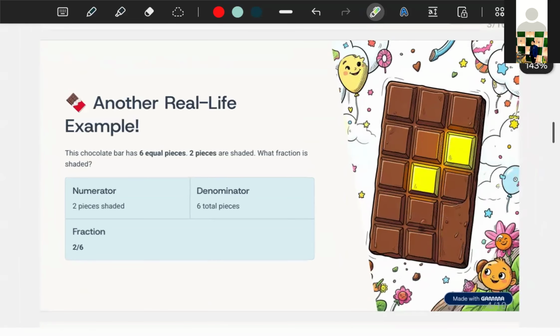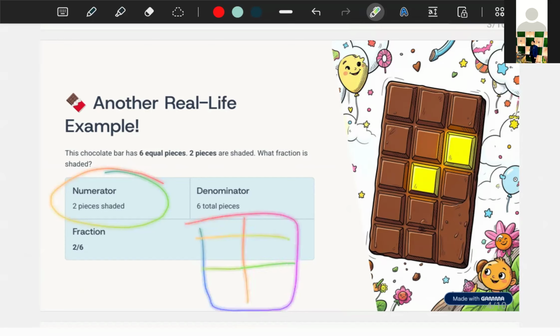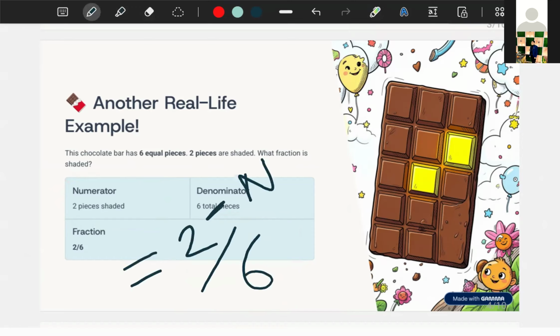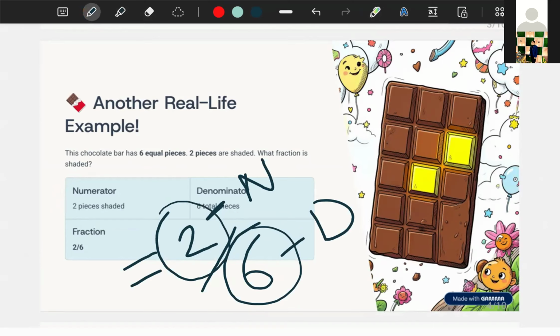Another example we have taken is chocolate. So there are 6 pieces. If there are 6 pieces, 1, 2, 3, 4, 5, 6, and out of 6 pieces I have taken 2 pieces, then we will represent this as a fraction of 2 upon 6. Here 2 is the numerator and 6 is the denominator. Because out of 6 total, we have used only 2. So 2 used out of 6. So this fraction becomes 2 upon 6. Numerator upon denominator, used upon total.